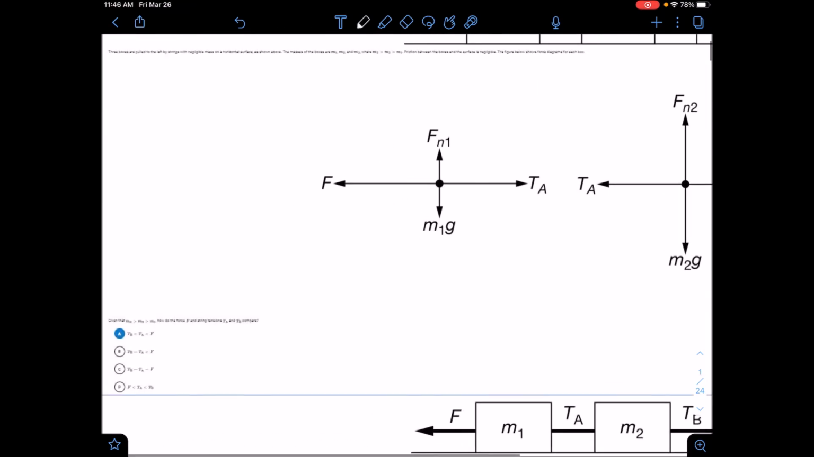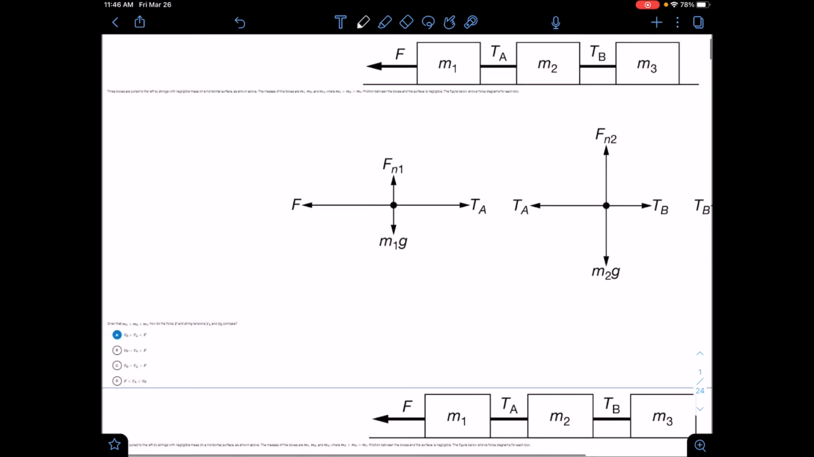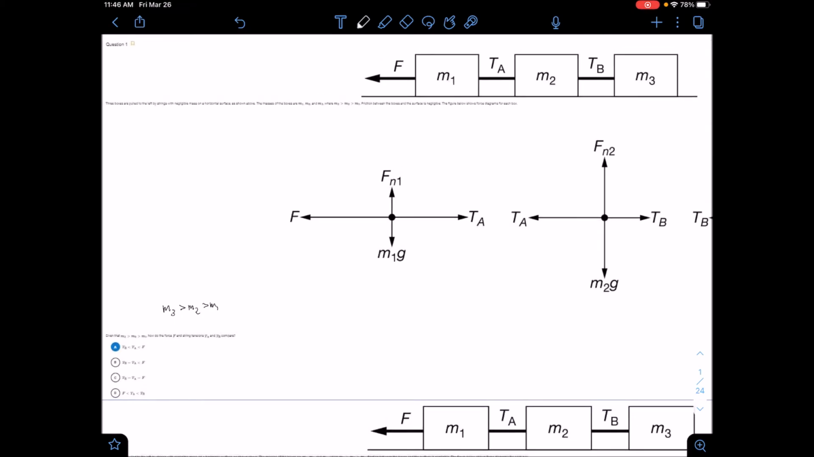And so the question asks, given that M3 is greater than M2, which is also greater than M1, how do the force F and the string tensions TA and TB compare? Okay, so the first thing to note is what each of the forces contain.